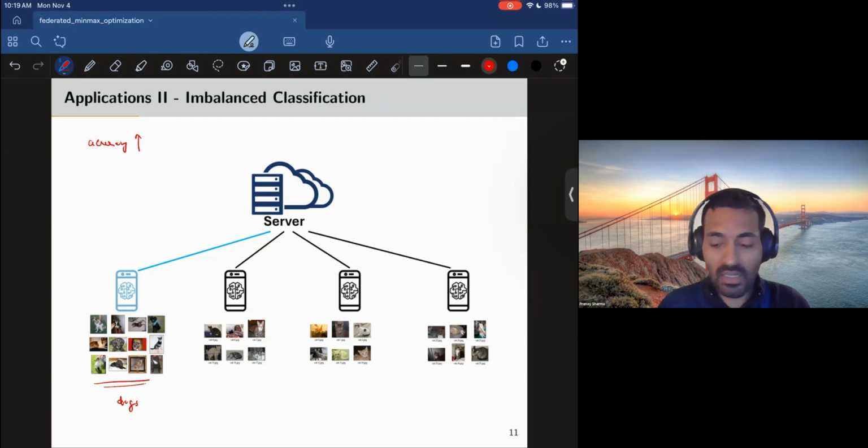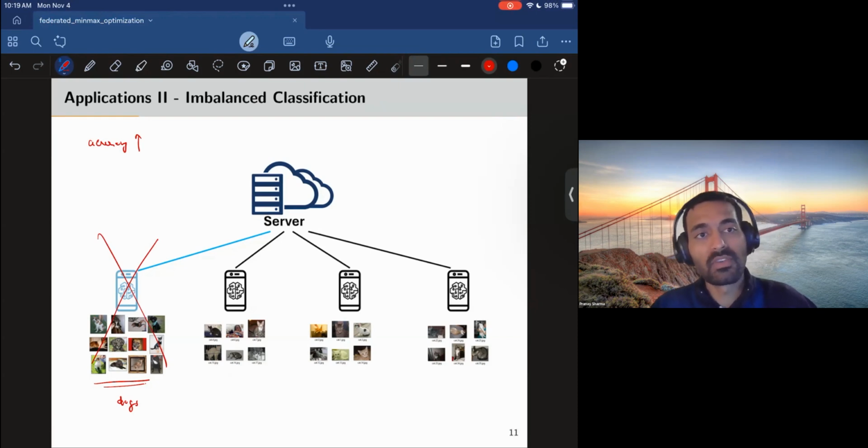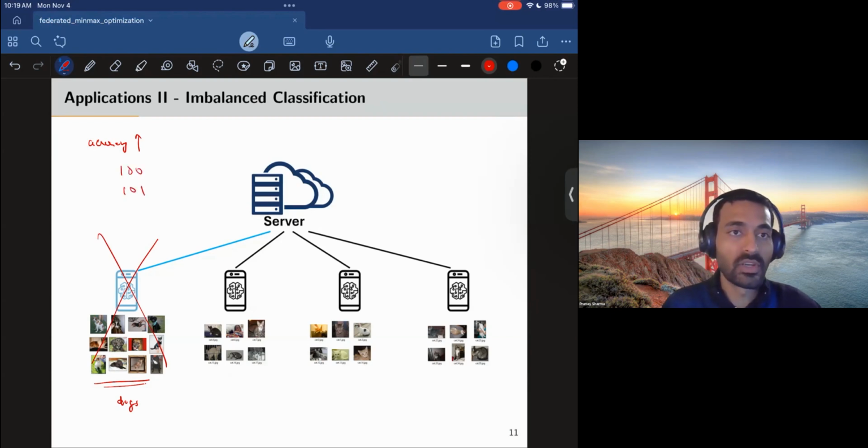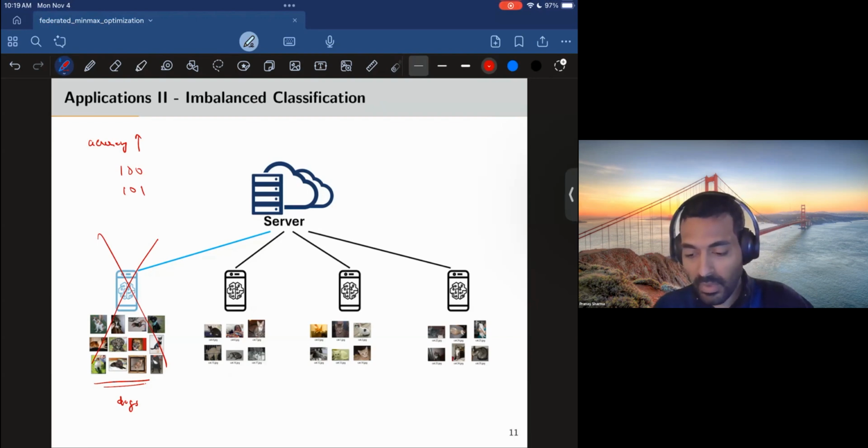Again, as I mentioned earlier, in this case, if all we cared about was maximizing our accuracy, then we could simply ignore whatever data this device has and classify all the images we see as coming from cats, right? Suppose we have 100 clients already and a 101st client joins, we can achieve more than 99% accuracy by classifying every image as coming from cats. But that won't solve the problem.